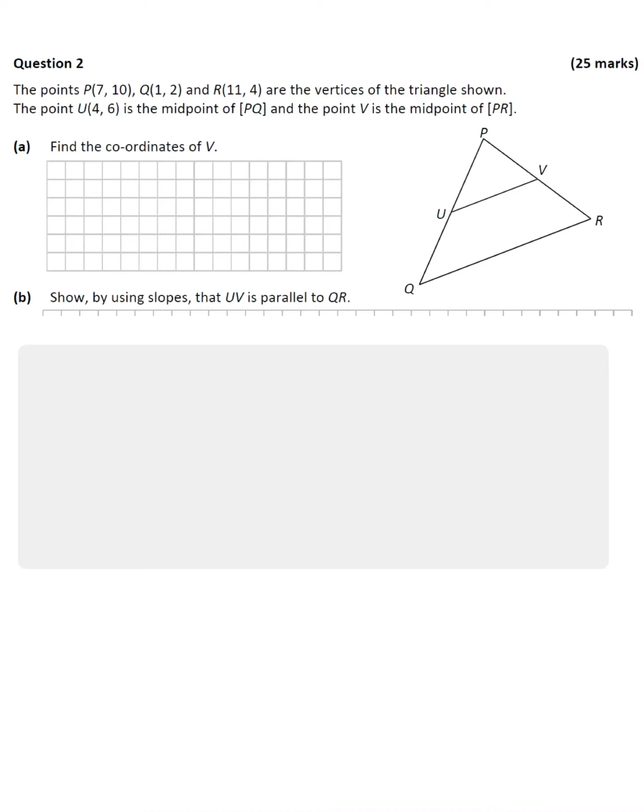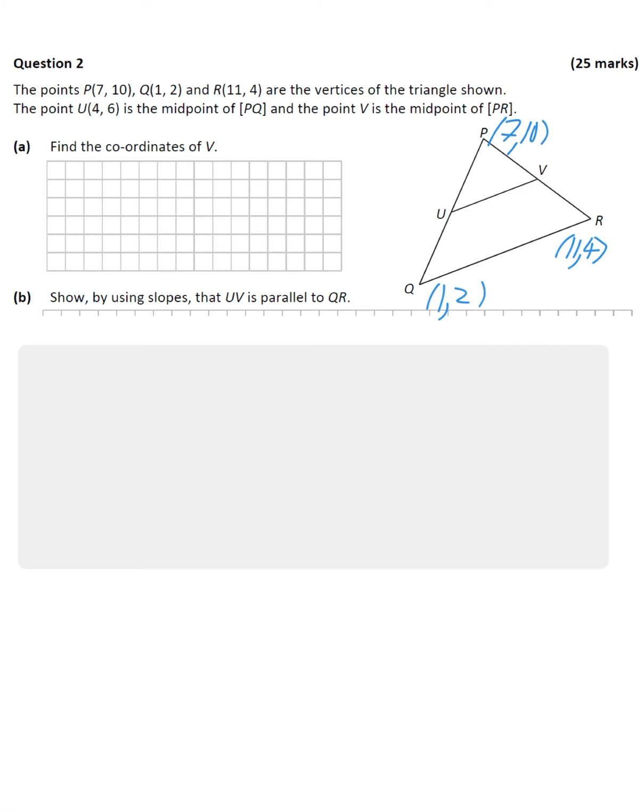In question 2, we have a coordinate geometry question. So we have the points P, which is (7, 10). So I'll write that in, (7, 10). Then Q, which is (1, 2). R, then, which is (11, 4), are the vertices of the triangle shown.